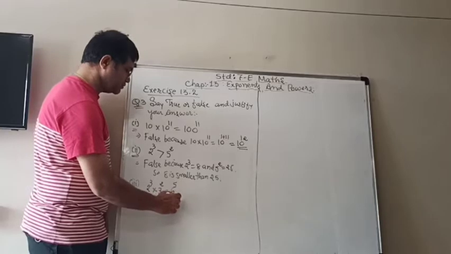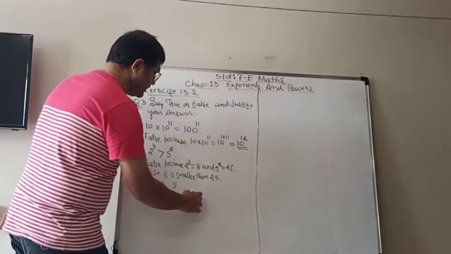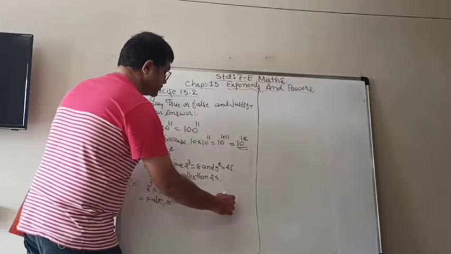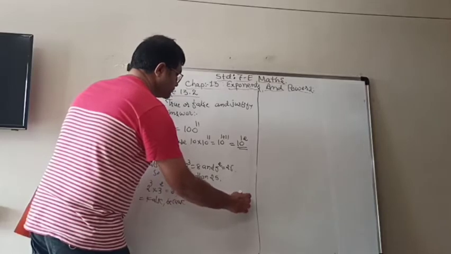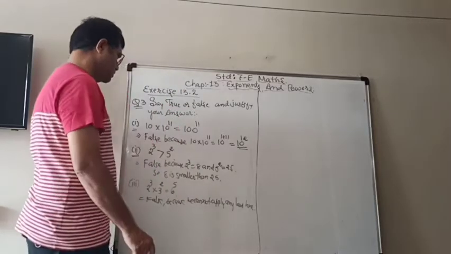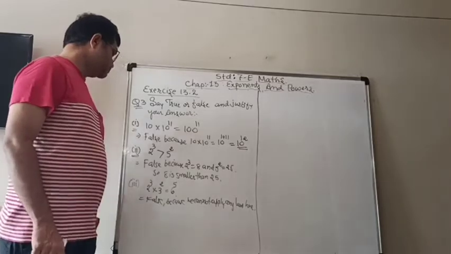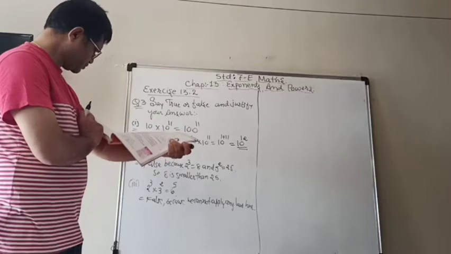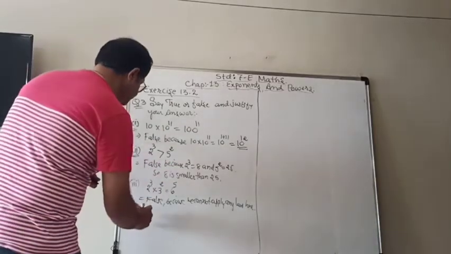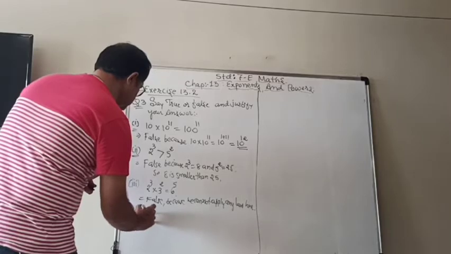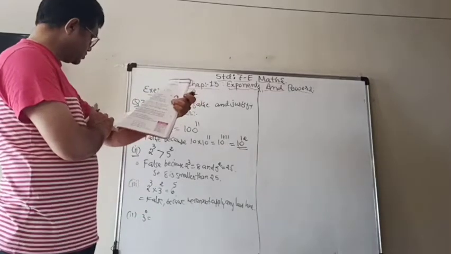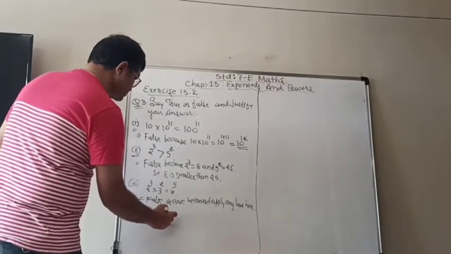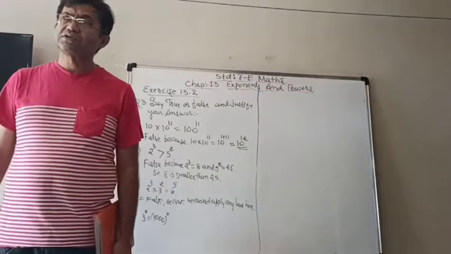Because we cannot apply any rule here, any laws here. So don't make that mistake. Fourth one. 3 raised to 0 is equal to 1000 raised to 0. Is it true?